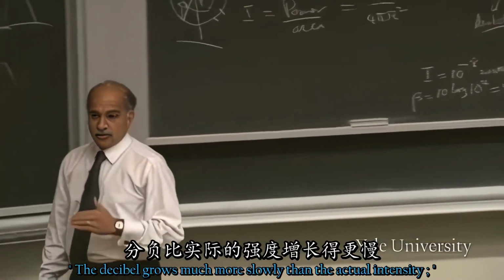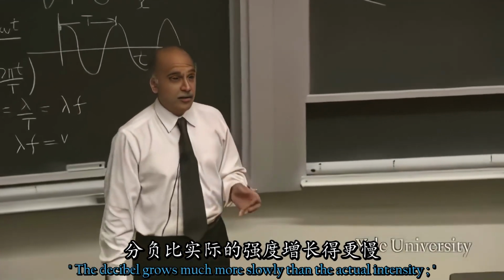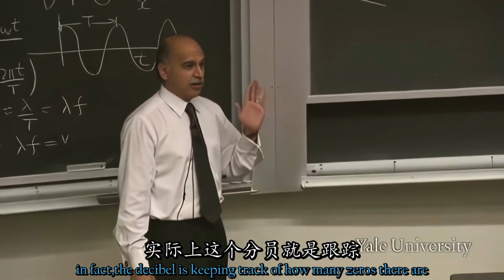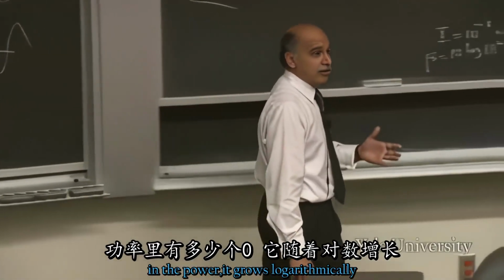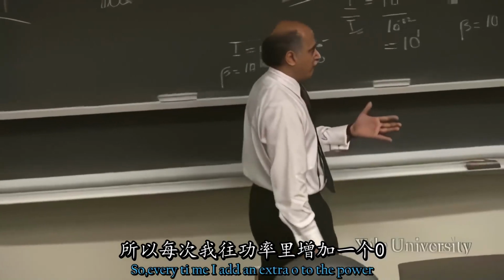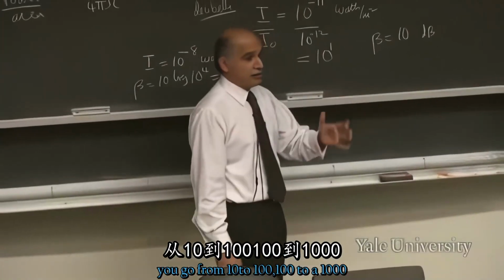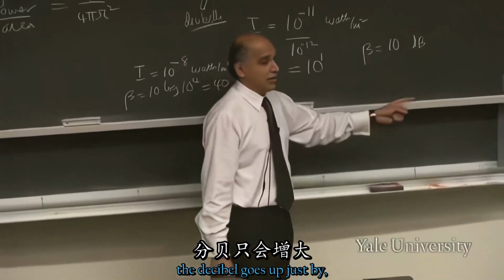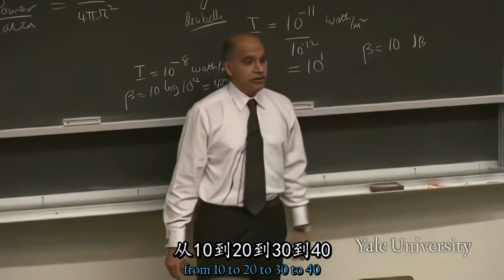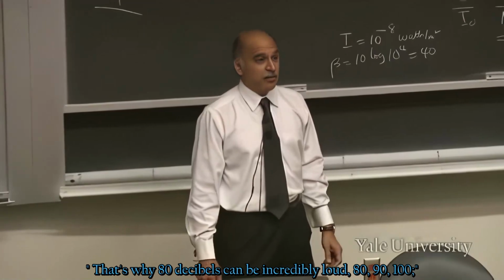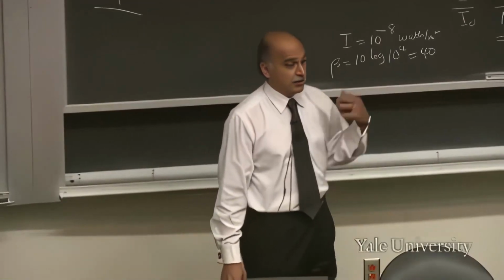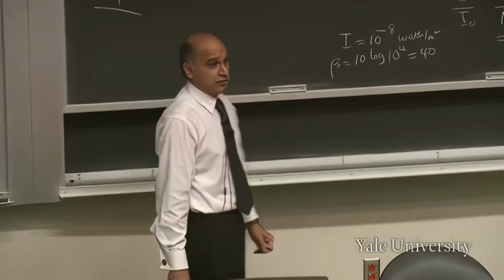The decibel grows much more slowly than the actual intensity. In fact, the decibel is keeping track of how many zeros there are in the power. It grows logarithmically. So every time I add an extra 0 to the power, you go from 10 to 100, 100 to 1,000. Decibel goes up just from 10 to 20 to 30 to 40. That's why 80 decibels can be incredibly loud. 80, 90, 100. 100 is a very painful number of decibels.